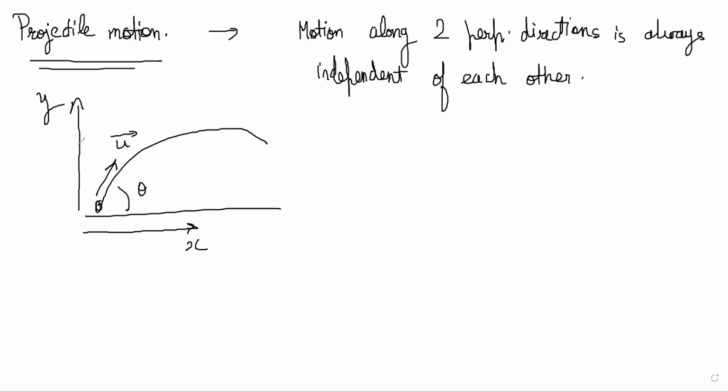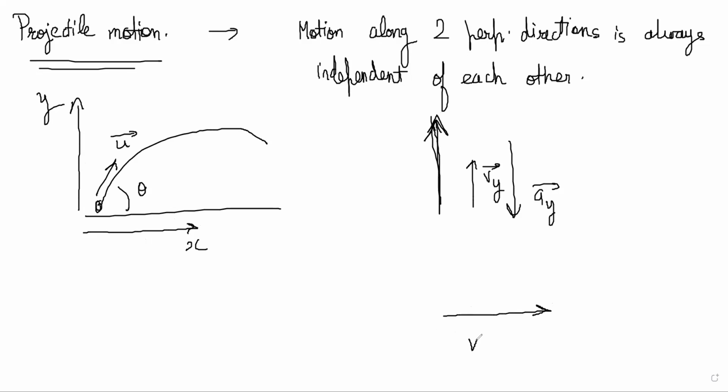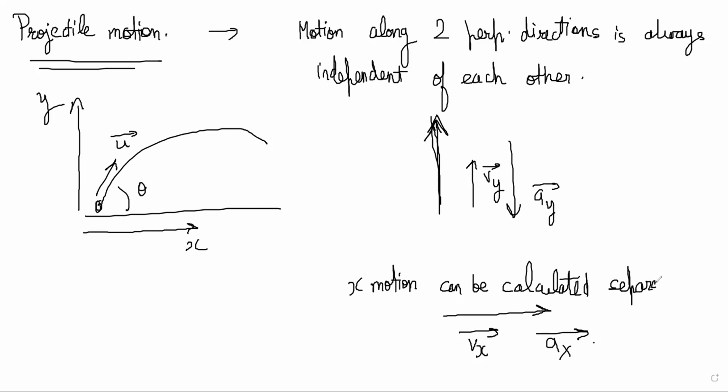What I want to suggest here is that the motion in the y direction depends on your vy and your acceleration in the y direction. And this motion is completely independent of the motion in the x direction, which depends on your vx and the ax, right? So x motion can be calculated separately and y motion can be thought about separately. So these two do not affect each other. That is what I mean when I say that they are independent of each other.